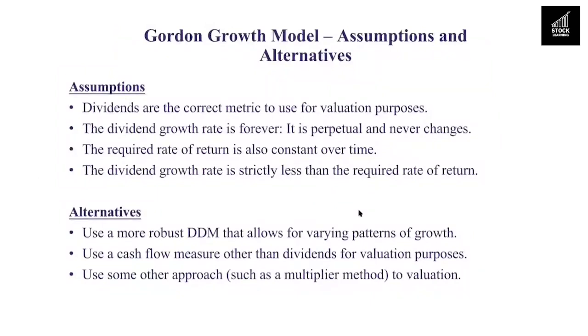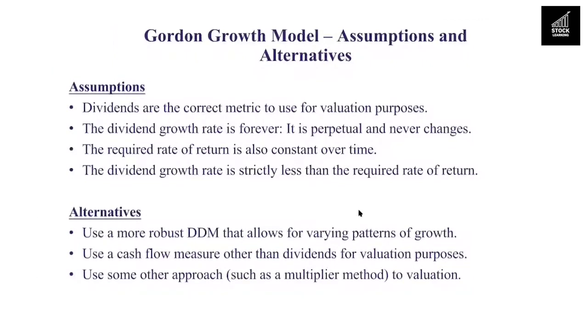Then second, using a cash flow measure other than dividends for valuation purposes. So instead of taking only dividend, we will be taking cash flow as a measure. So that is what the discounted cash flow approach has arrived at. Or use some other approach like a multiplier method to value. So we will be seeing these three different alternatives because the Gordon growth model has certain limitations to it, right?